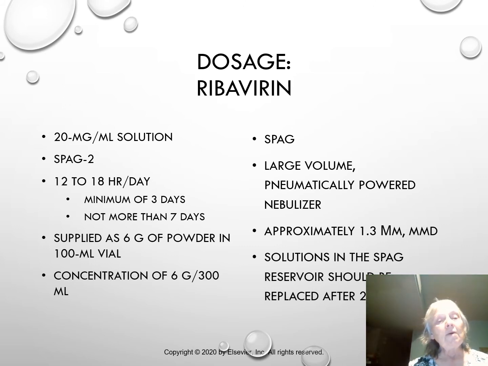These treatments are 12 to 18 hours a day, minimum of 3 days, but no more than 7. Basically, if the child's on a ventilator, you have to change your filters. You have to put a filter on the end of this either way, but the filter has to be changed every hour because the particles are so small that they clog the filter up and then the medication can't get to the child. It comes as 6 grams of powder in a 100 ml vial, and you just reconstitute it with 300 mLs at this particular point.